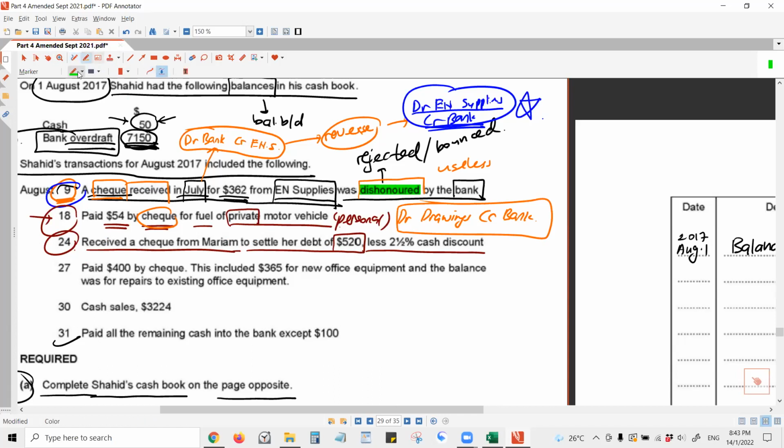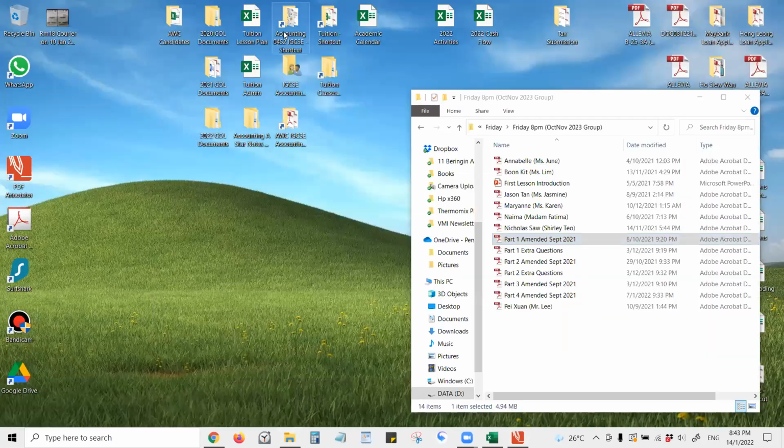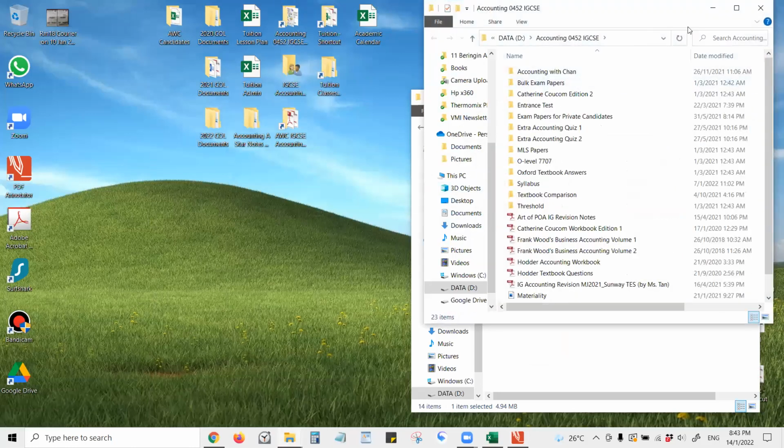You have to decide whether the 520 is before or after deducting the 2.5%. Okay. The 520, has it already deducted the 2.5% discount? You have to decide. And it's something that many students make mistakes on. Let me tell you how to decide. You copy a table together with me. I show it to you. You copy that table.